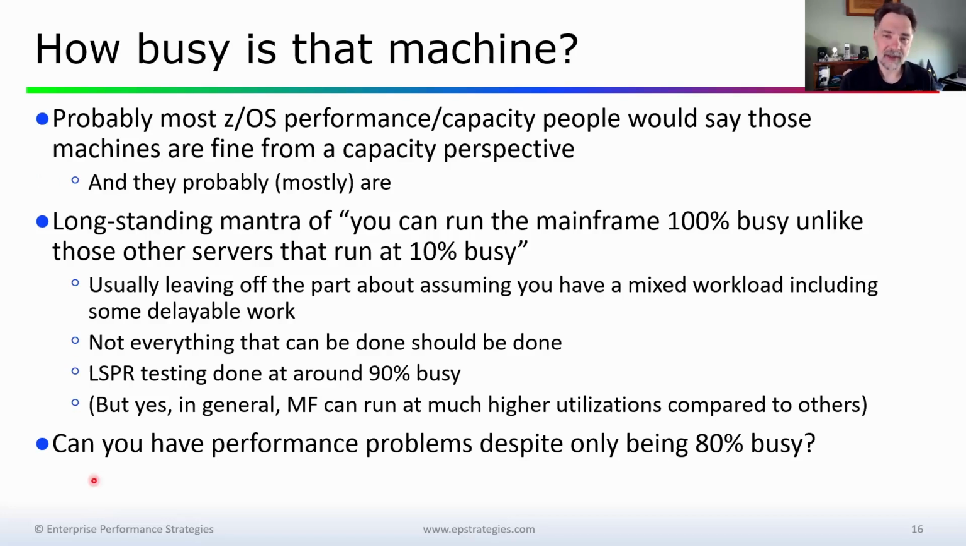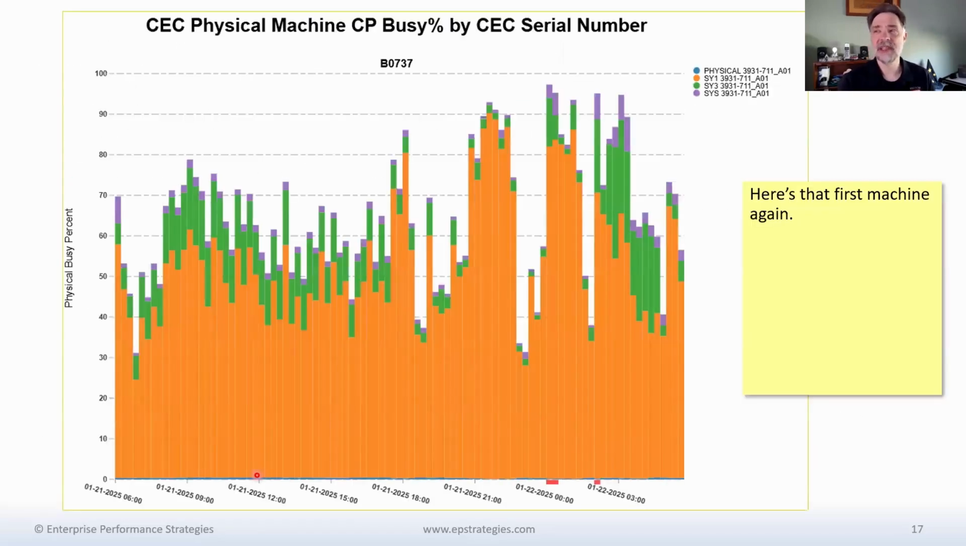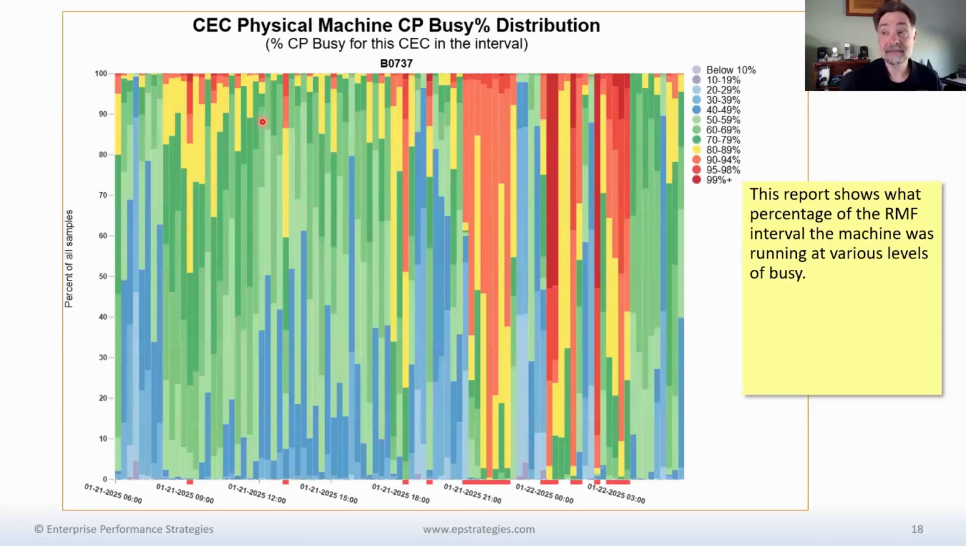Now, the final point here is really what I want to talk about today, which is, can you have performance problems despite only being 80% busy? And if so, can we determine where those performance problems came from, what was involved in those performance problems? So here's that first machine again. Again, this looks like it's relatively busy during this particular time frame and not busy over here, right? Well, here's a slightly different view about that.